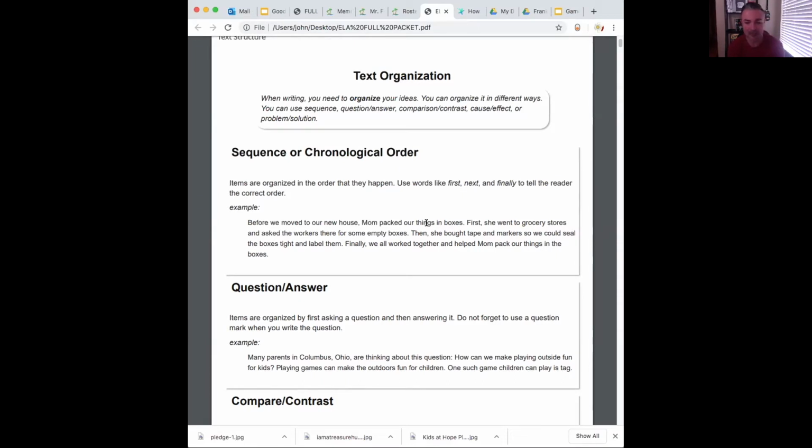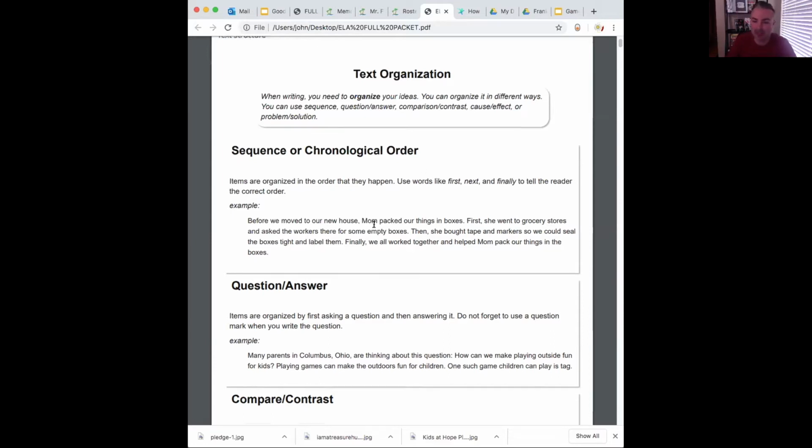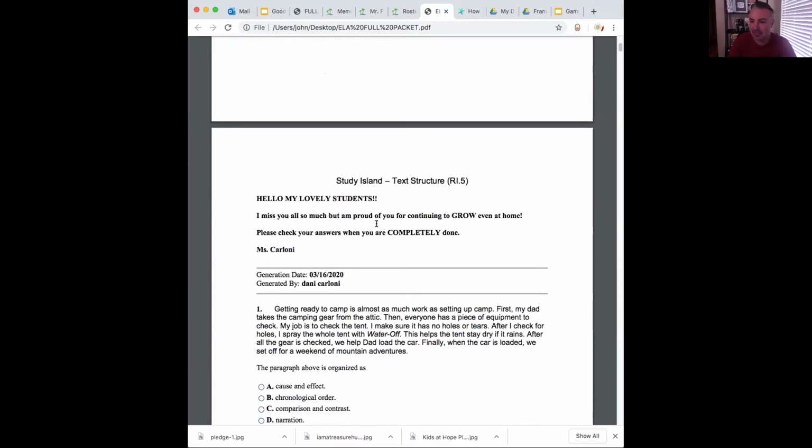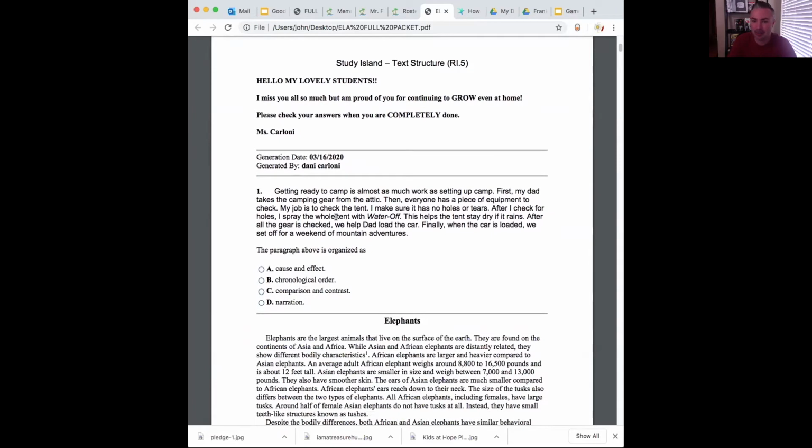My advice would be, if you cannot get to the school, I would do something like this, right? As we're going down here, this is the beginning of text structure. Here's the first question right here, this one. If you do not have the packet printed out, one piece of advice I'm going to give you is you could do this on a regular piece of paper.